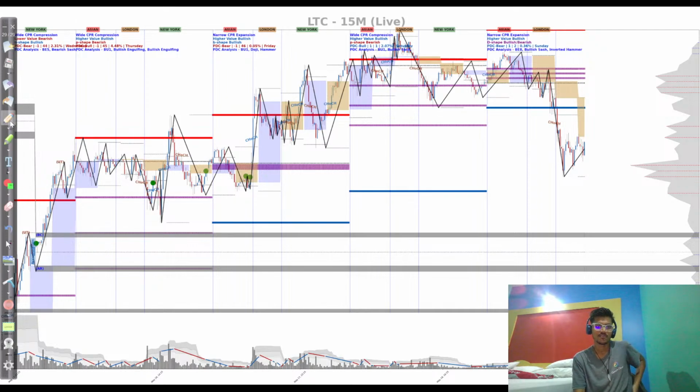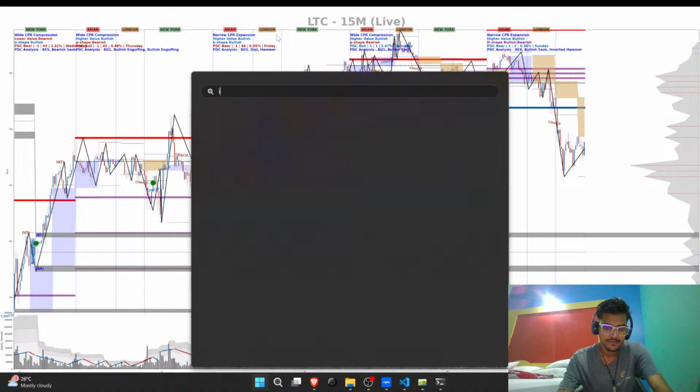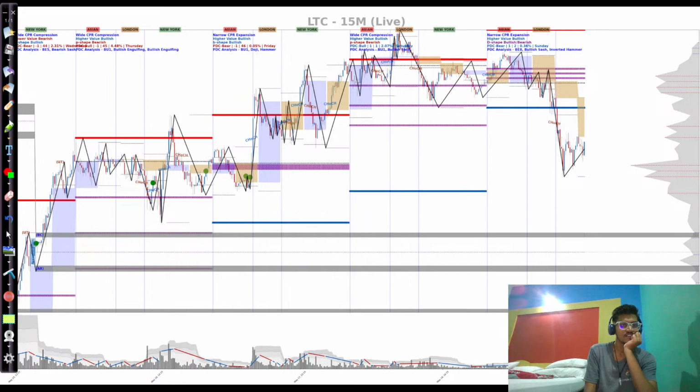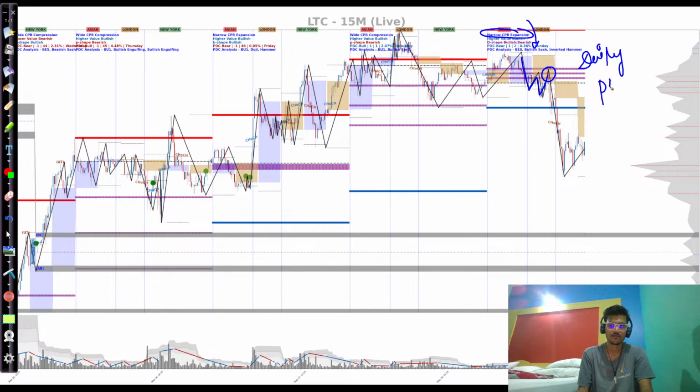See guys, it's showing us a narrow CPR expansion, right? So we already knew we were going to see some breakout, and when the market goes down and in the 4 hour it's below the daily pivot, we're going to take a short from there basically.